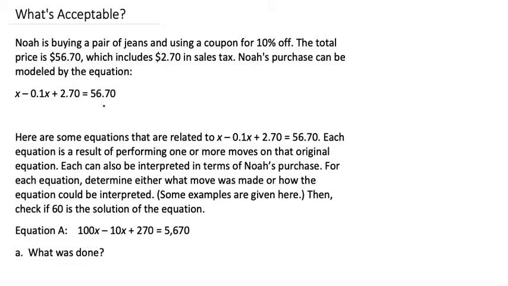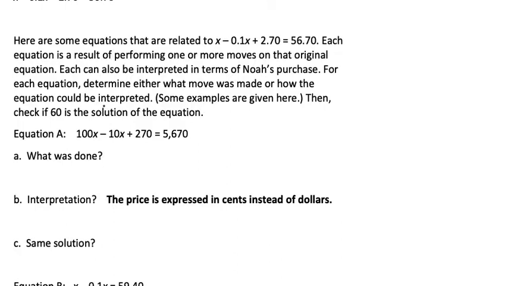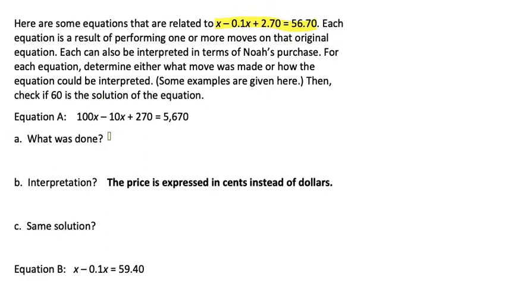Here are some equations that are related to that equation. Each equation is a result of performing one or more moves on that original equation. Each can also be interpreted in terms of Noah's purchase. For each equation, determine either what move was made or how the equation could be interpreted. So they're going to give us one of the pieces of information and we're going to fill in the other piece of information. Some examples are given here.